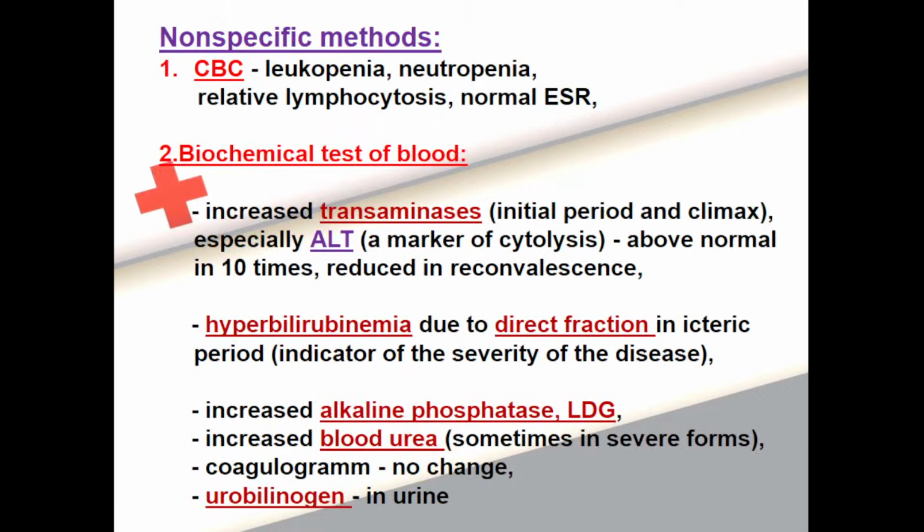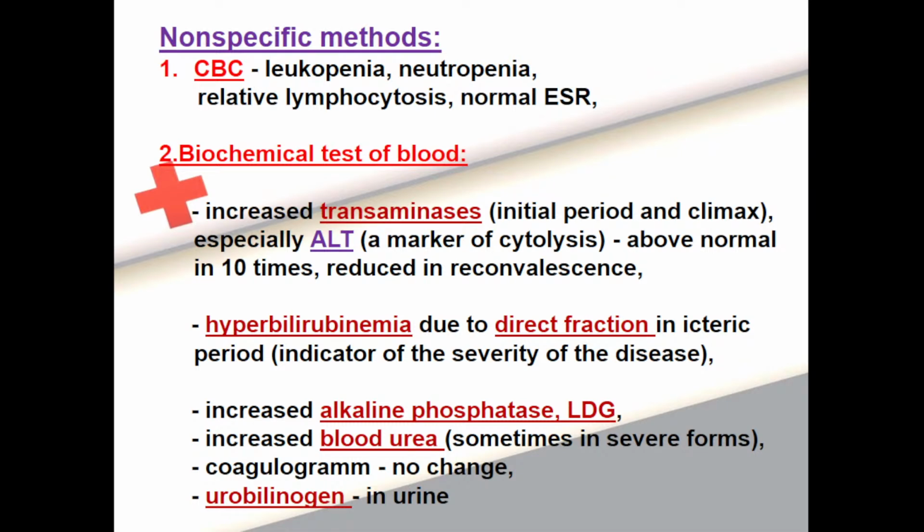Non-specific methods. In CBC, you will find leukopenia, neutropenia, relative lymphocytosis, normal ESR. Biochemical tests of the blood: increased transaminases, especially in the initial period and climax, especially ALT as a marker of cytolysis, above normal at least 10 times. It may be 10 to 100 times.